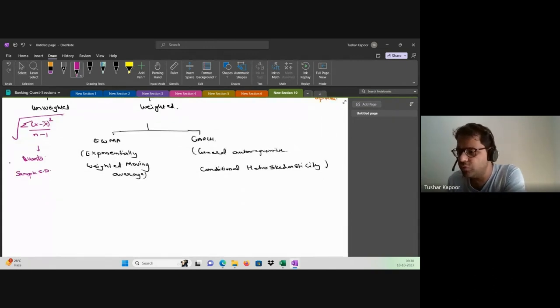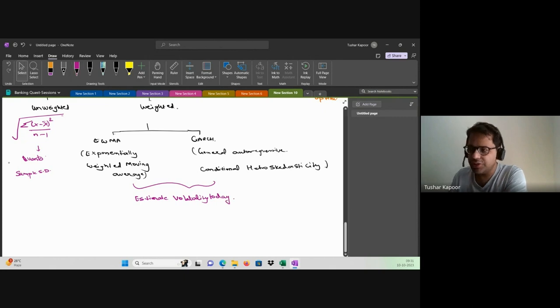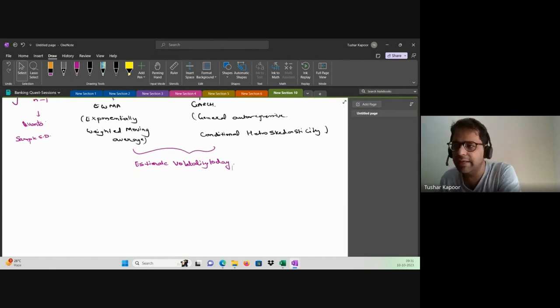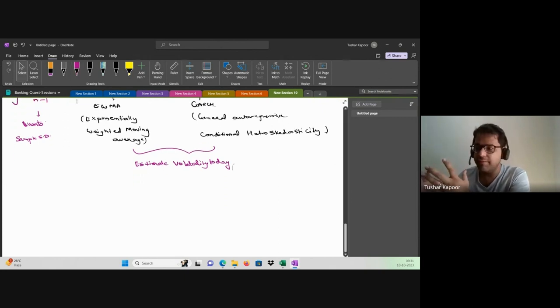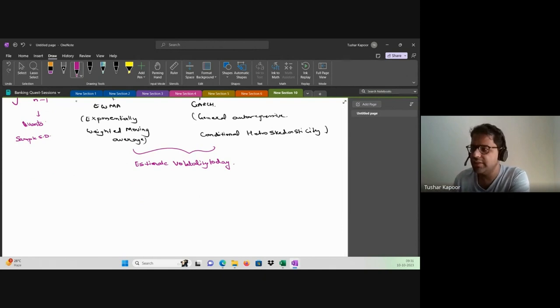So both of these are helping you predict or estimate the volatility today. GARCH, as the name is longer, is a more comprehensive model than EWMA. So GARCH is a better model than EWMA. Okay, it is essentially a better model.